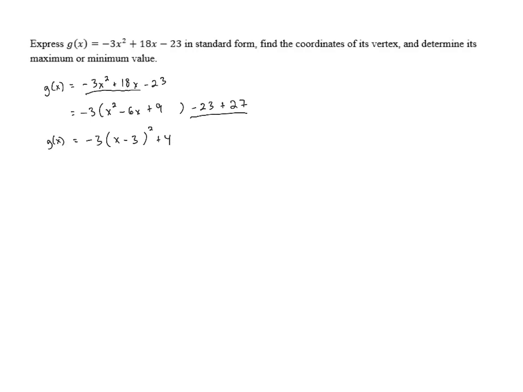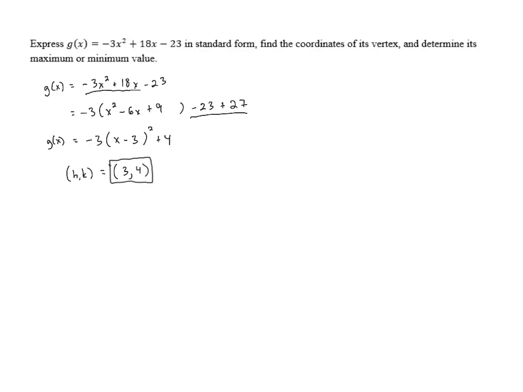That is standard form. Now for the vertex, we need to find h and k. H in this case is just 3, because that's what's being subtracted from x. K is the constant term at the end, that's 4. So our vertex is the point 3, 4.